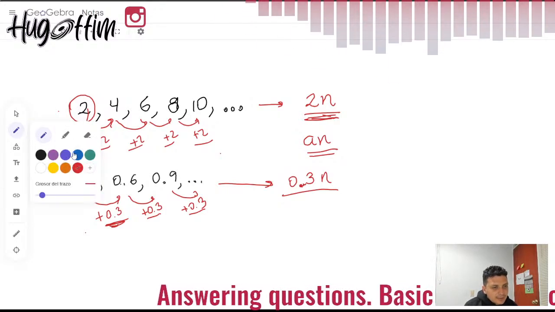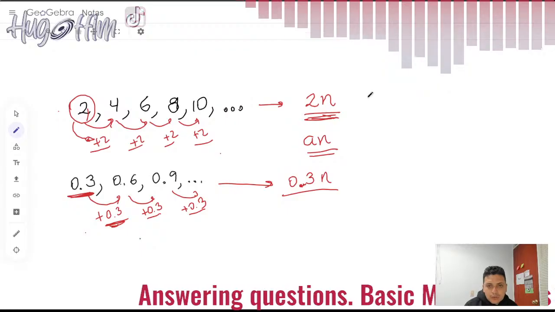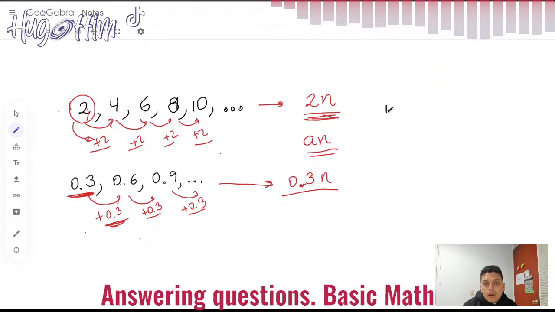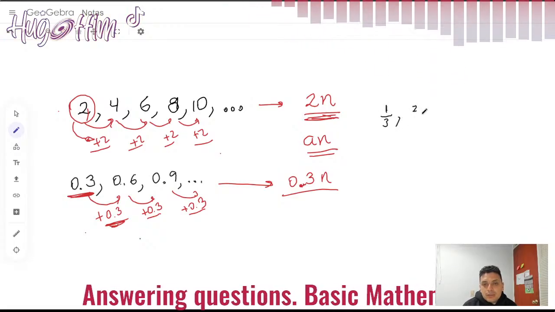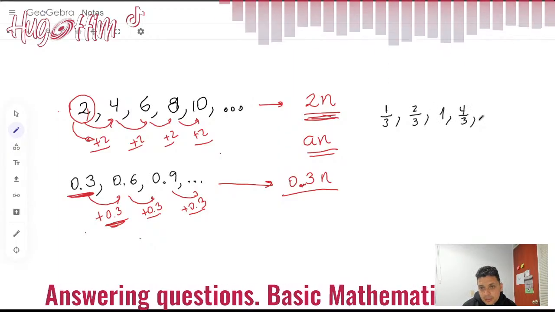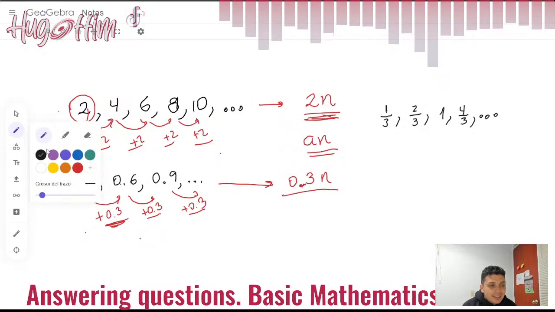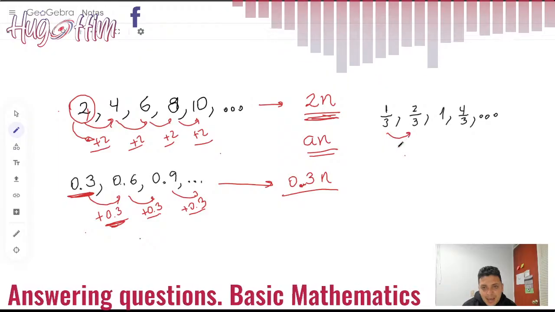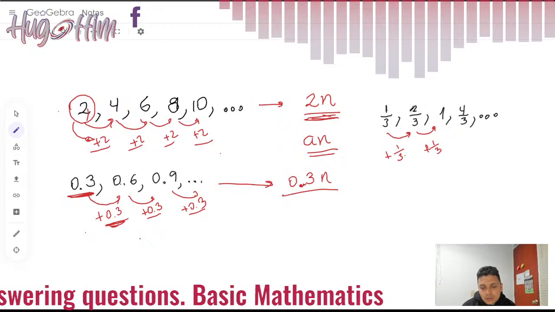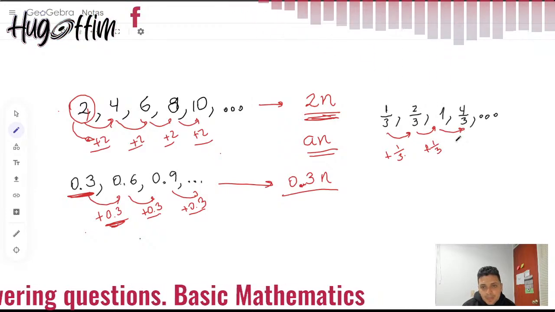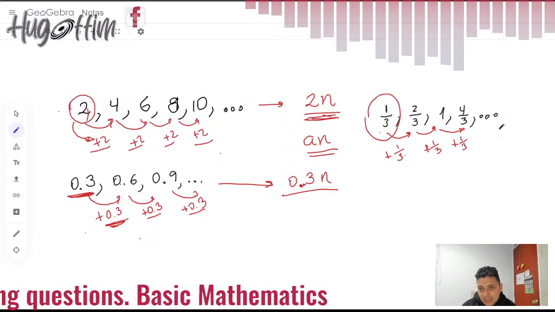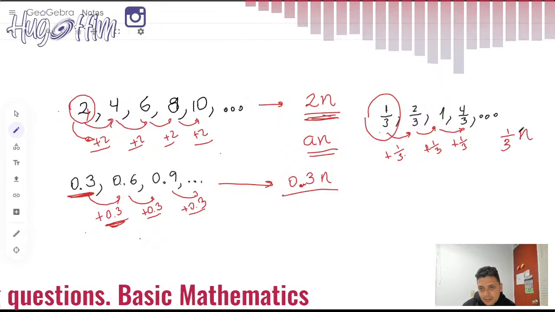Let's say I'm going to put another sequence. Let's say the sequence is 1/3, 2/3, 1, 4/3, and continue. Look at that, in this sequence I'm adding 1/3 each time. Yes, 2/3 plus 1/3 is 3/3, that is 1. And I start my sequence with 1/3. So it means that this sequence is 1/3 n.